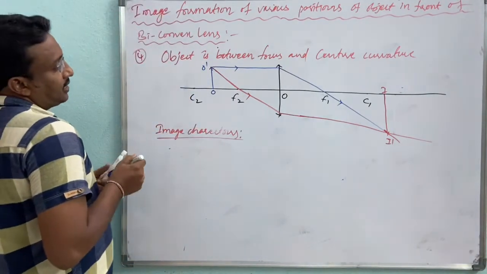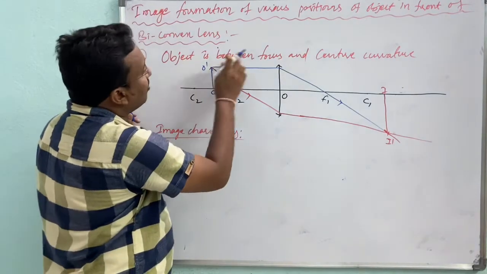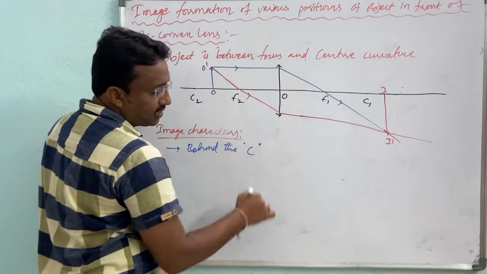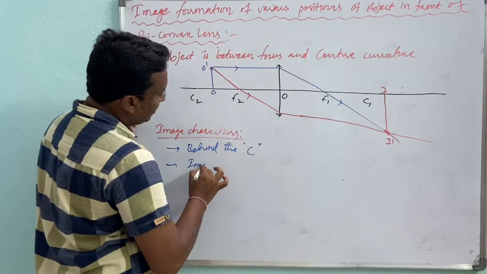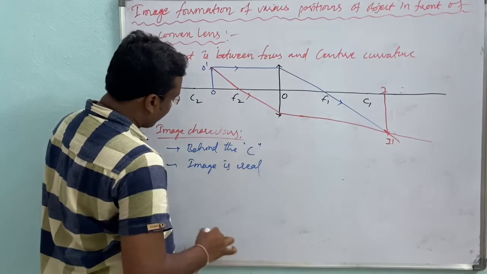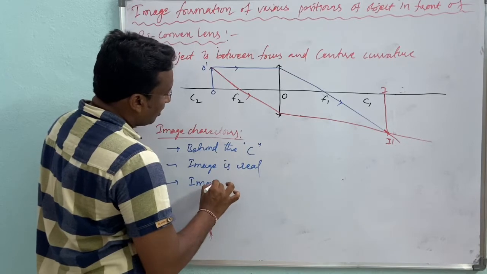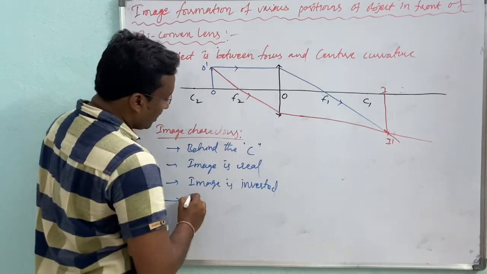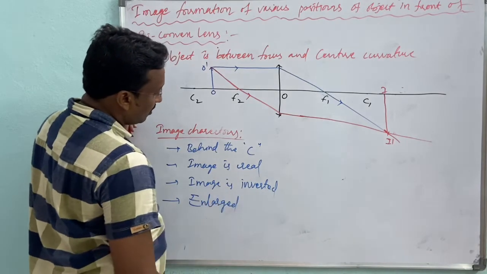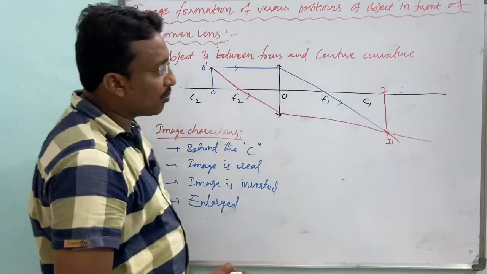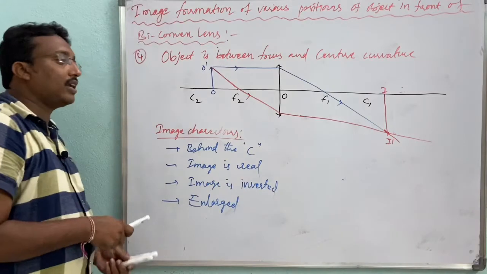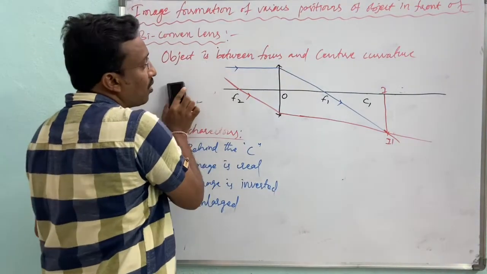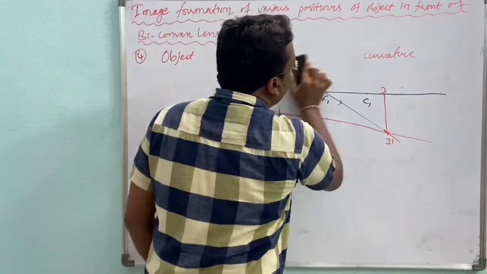Then see the image characteristics. The object is between, so the image is formed behind the center of curvature, behind C. Got it? Then here the image is real. And one more thing, real images are inverted images. Inverted. And what is the size? It is easy to identify: enlarged. If the object is located between center of curvature and focus, the image is formed behind the center of curvature.